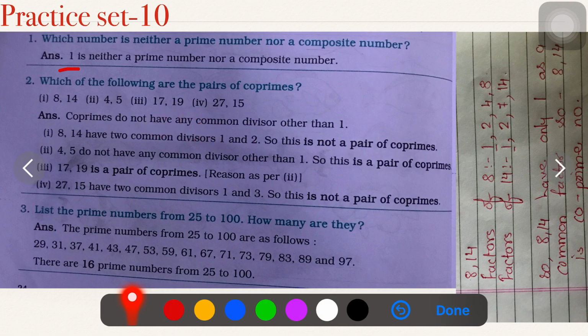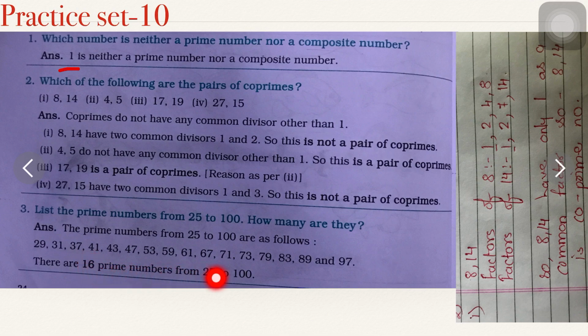Now see question number third. List the prime numbers from 25 to 100. How many are there? The prime numbers, as you can see, from 25 to 100. There are 16 prime numbers from 25 to 100.